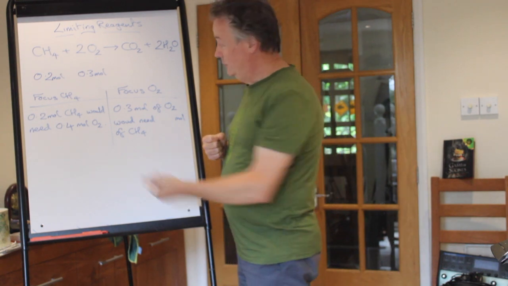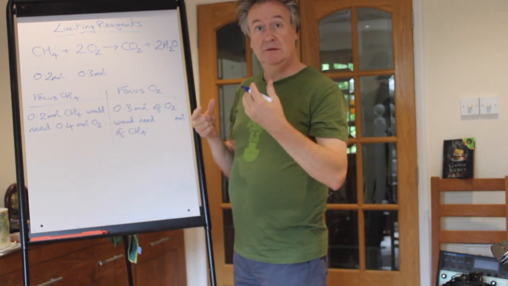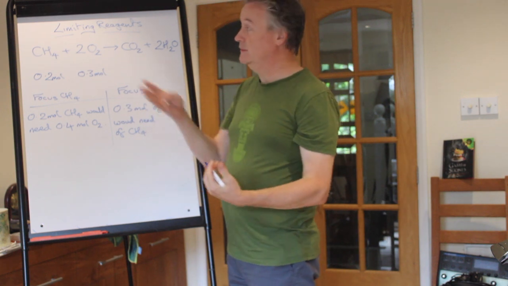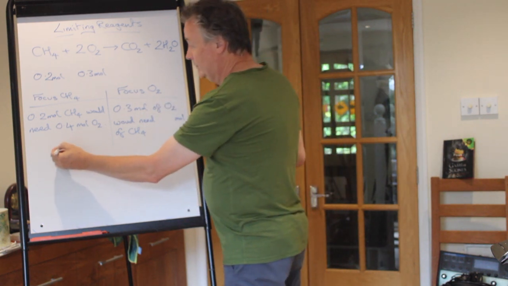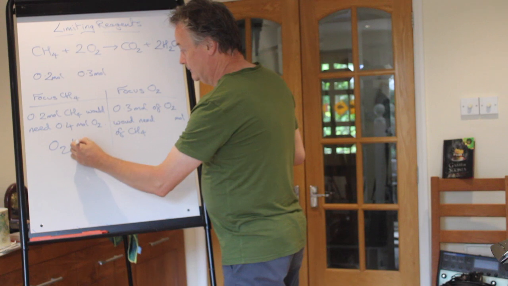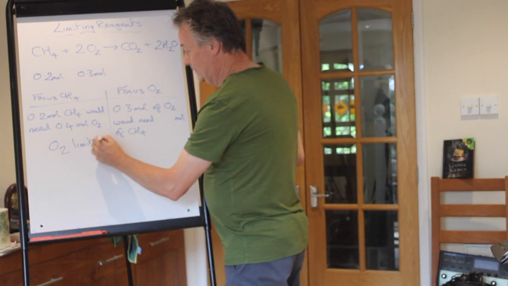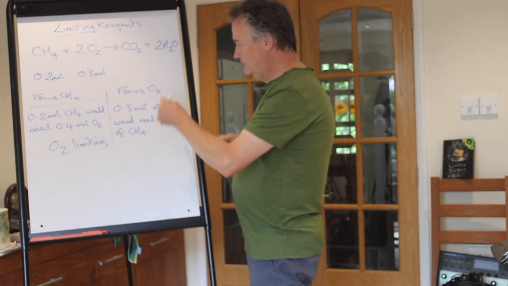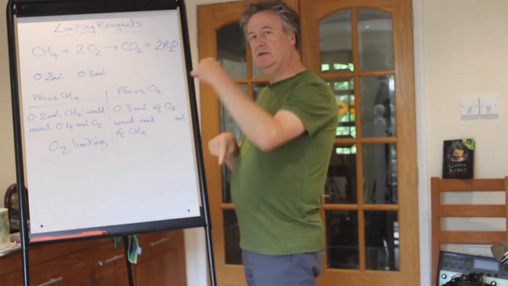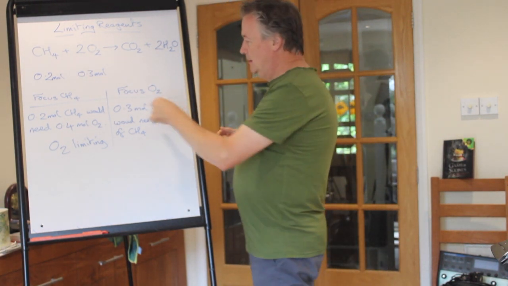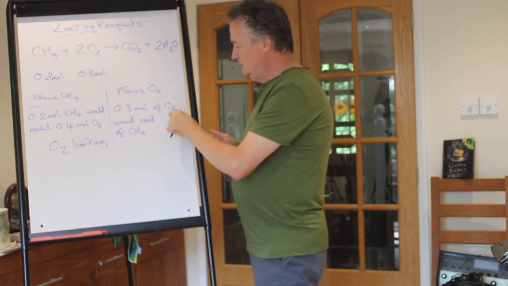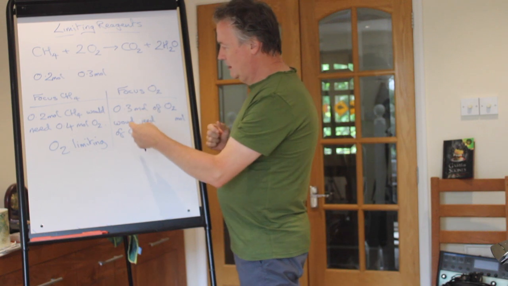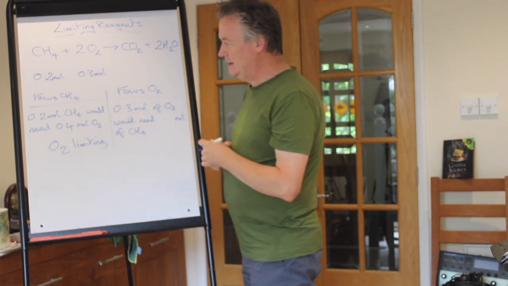So you haven't got 0.4 moles of oxygen, so therefore the oxygen at 0.3 will run out before the methane has all reacted. So the oxygen is limiting. If you focus on the oxygen, the whole thing can be done the other way. 0.3 moles of oxygen, which is what it says you've got in the question, you go, how much would it need?